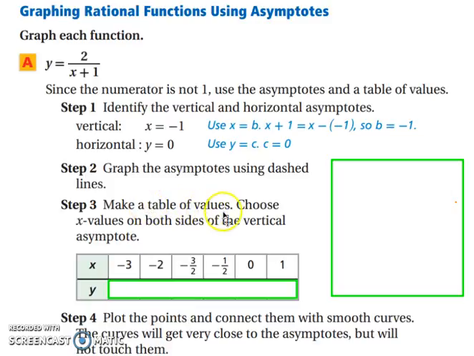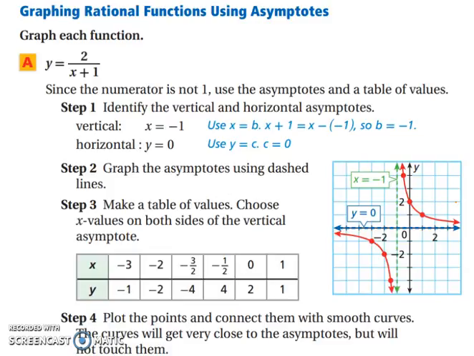Then you can make a table of values. So we're going to choose x values on both sides of the vertical asymptote. So we have -3, -2, -3/2, -1/2, 0, and 1. And we simply substitute those in for x and solve for y. And when we do so, we end up with -1, -2, -4, 4, 2, and 1. So now, with your asymptotes and your coordinates, you have a graph of a rational function. So your dashed lines are the asymptotes, and then you plot in your points.